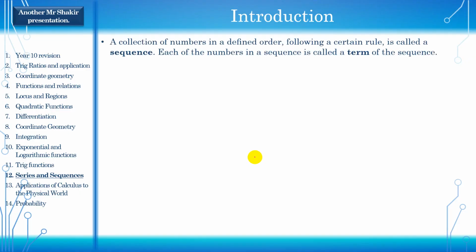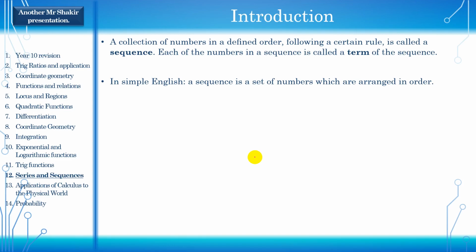Alright, so what is a sequence? A collection of numbers in a defined order following a certain rule is called a sequence. Each of the numbers in a sequence is called a term of the sequence. So in simple English, that just means a sequence is a set of numbers which are arranged in order. They follow some sort of pattern and they are written in order.